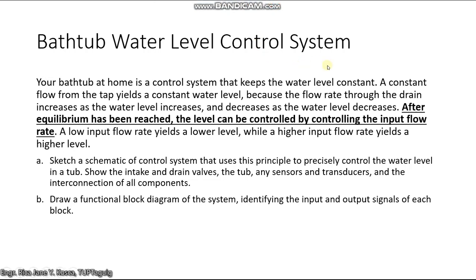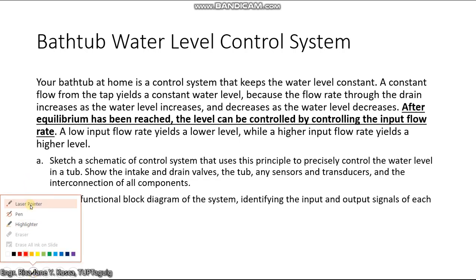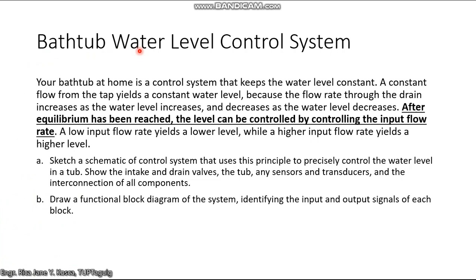Good day, students. Here, let me discuss to you the simplified block diagram for the bathtub water level control system. This is the one that is similar to what you have submitted.